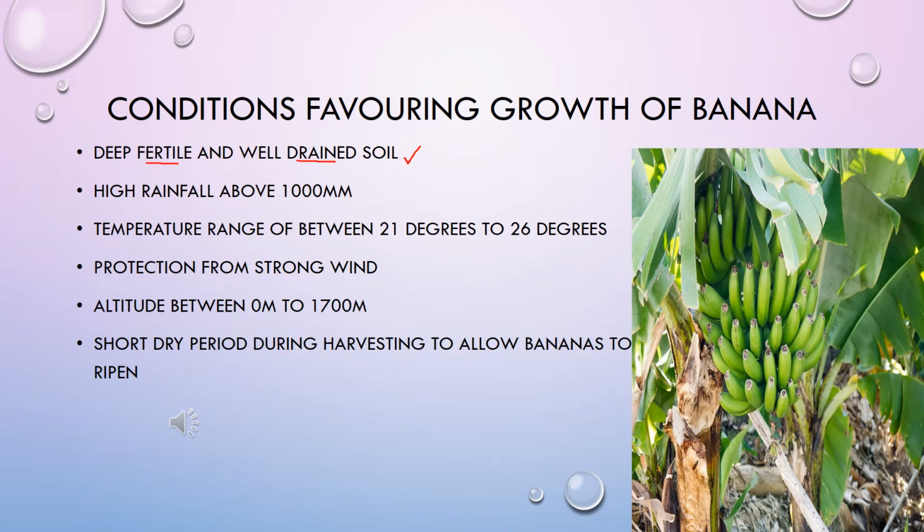The soil must be deep and fertile. This is a crop which also requires a high amount of rainfall, and the rainfall should be above 1,000 millimeters annually. Annually means per year. So per year, the amount of rainfall received should be at least 1,000 millimeters. This is a crop which does well in the temperature range of between 21 to 26 degrees Celsius, and it also requires protection from strong wind.